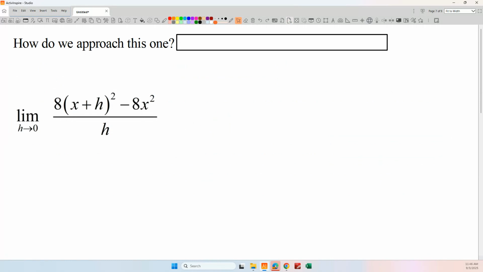What is the variable of the limit? H. Is x a variable as far as the limit is concerned? No, it acts just like a constant from the perspective of the limit, right? It's not a constant, it's a variable, but it acts like a constant from the limit's perspective. Okay? So what is going to have to cancel here again? H's. I'm going to have to get h's that cancel on the top and the bottom. I've already got one on the bottom. So now the question is, how do I get one on the top?